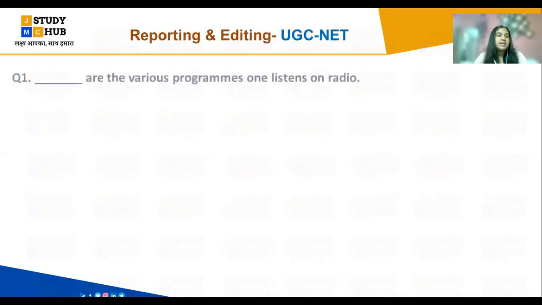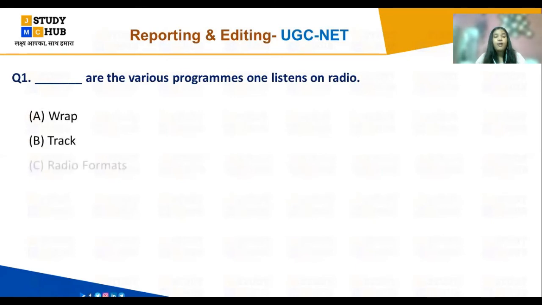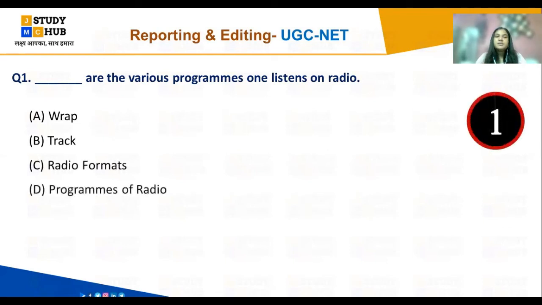The first question that I have with you is a fill in the blanks, that is, dash are the various programs one listens to on radio. The options are A, rap, option B, track, option C, radio formats, and option D, programs of radio.